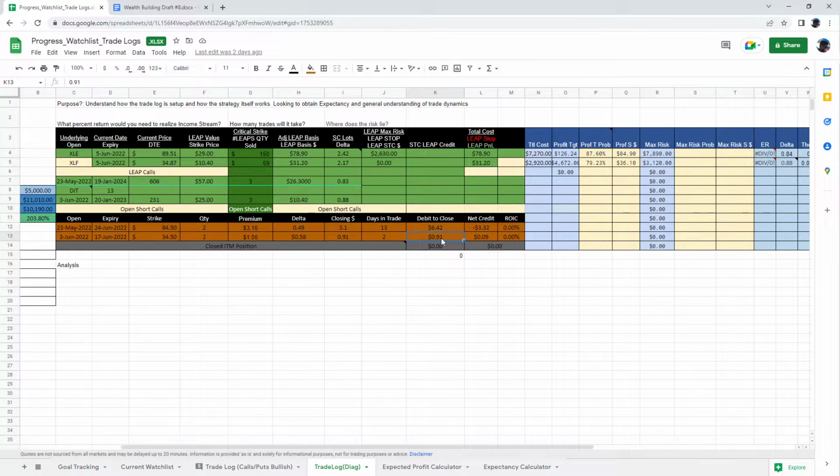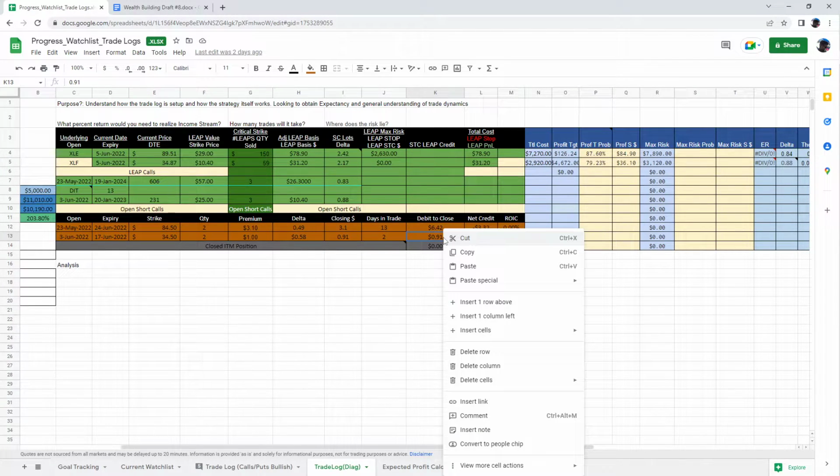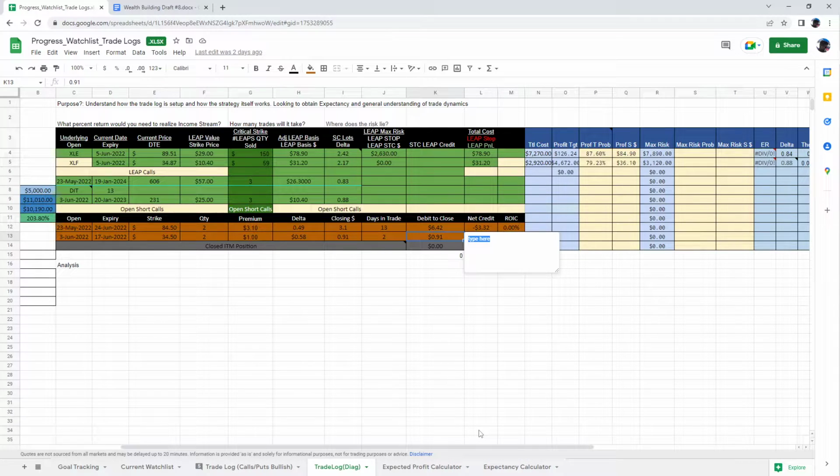So this is a running figure. I haven't closed it out yet. Oh, okay. Yeah, and I don't know yet if that's how I want to do it, if I want to keep this updated like that. It might be worth making a note, like, haven't closed position yet.